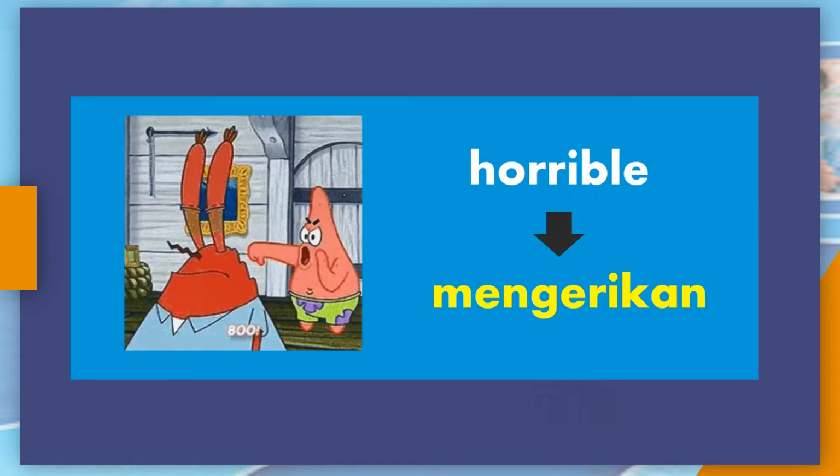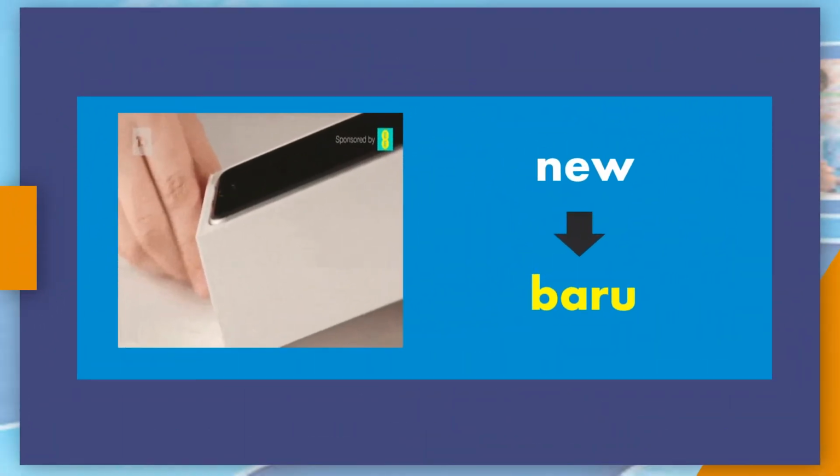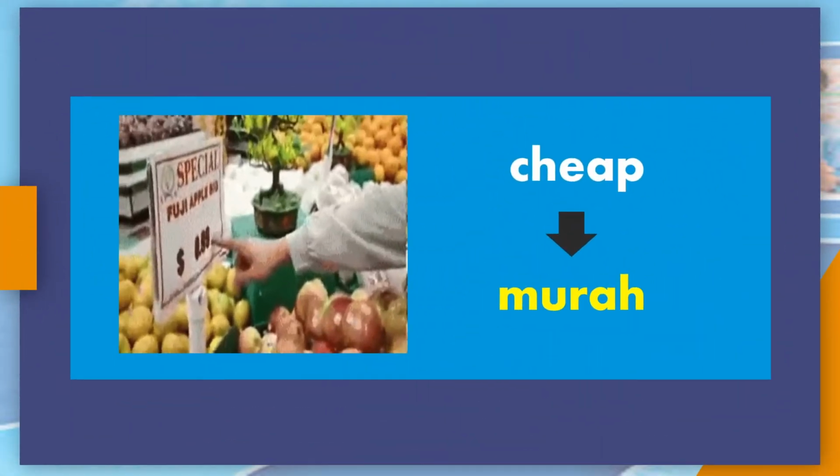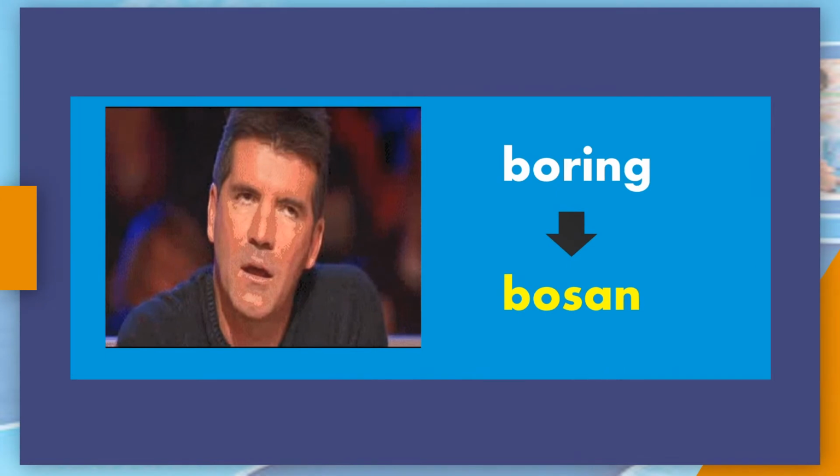And then we have horrible, or the meaning in Malay in yellow, and then the one in black is the meaning in Chinese. And then we have new, or the meaning in Malay, baru, or this one. And then we have cheap, or in Malay murah. And then this is the word, the meaning in Mandarin. And then the last one we have boring, bosan, or this one.